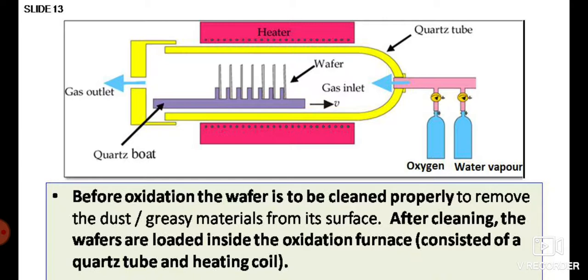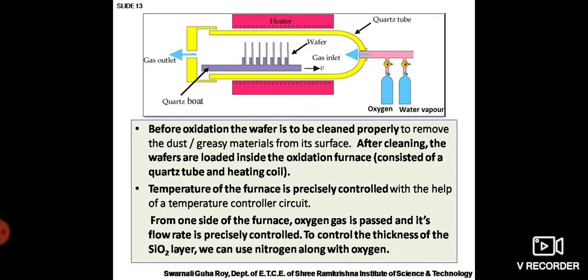In the figure, you also see the heaters placed outside on either side of the furnace. The heaters are used to increase the temperature inside the furnace above 1000 degrees centigrade, and the chemical reactions to form the silicon dioxide layer take place at such elevated temperature. I suggest you draw this picture in your copy and also note down the important points on oxidation.